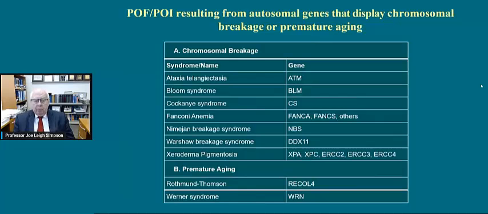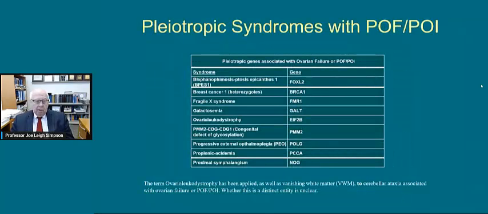Here's a good example. I told you we suspected this for years, but all of these genes on this slide are associated with breakage of chromosomes. And if these children, because these are children in this case, have mutations in these autosomal recessive traits, they invariably show ovarian failure. We see the same thing in premature aging conditions such as progeria, Werner syndrome, Rothmund-Thomson. All of these are associated with ovarian failure because of the reasons we mentioned.